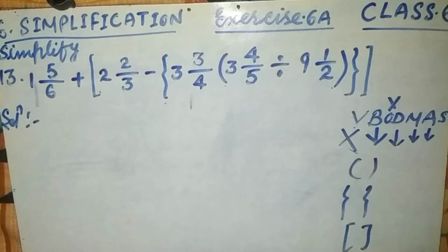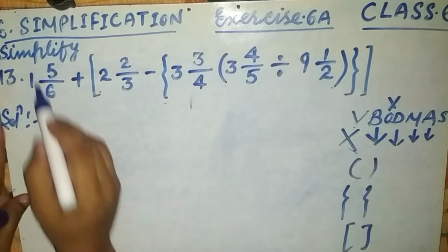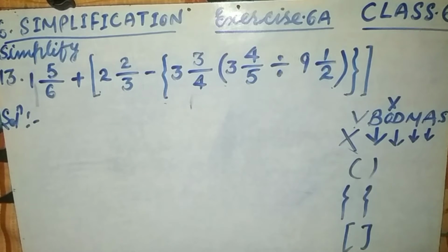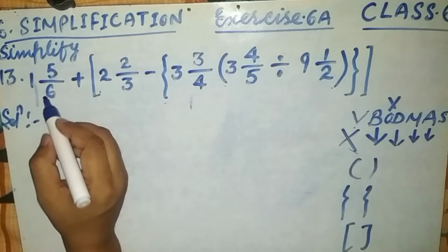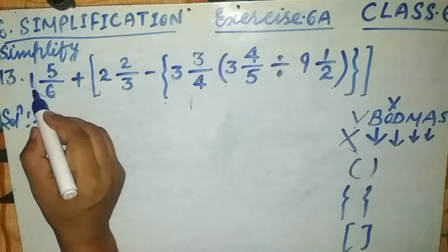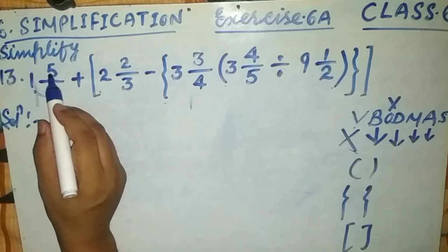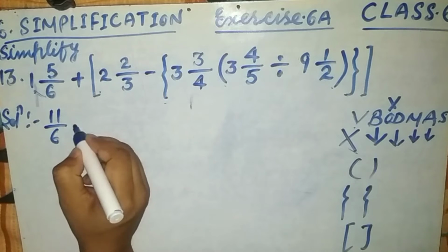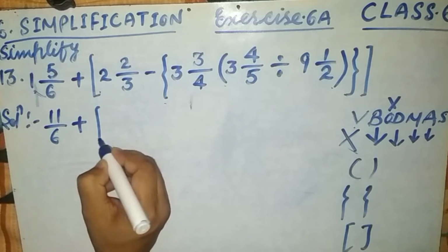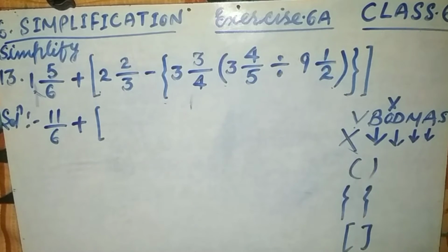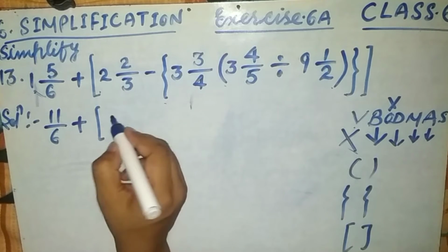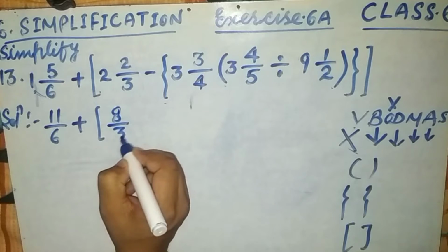We have taken question number 13 from exercise 6A. This is the first one, 5 by 6. This is a mixed fraction. First we have to change it into an improper fraction. We multiply 6 by 1, 6 ones are 6, then add 5: 11 divided by 6 as it is. Now this is plus 5 as it is. Now change this mixed fraction into an improper fraction: 3 times 2 is 6, 6 plus 2 is 8, 8 by 3.